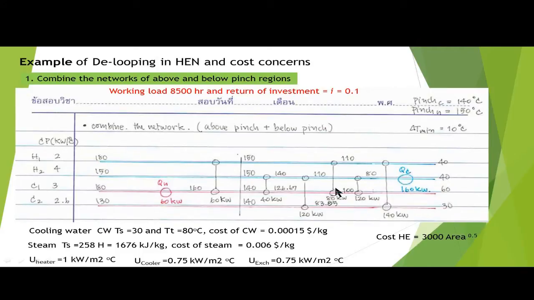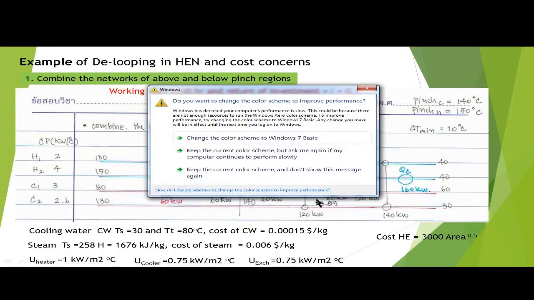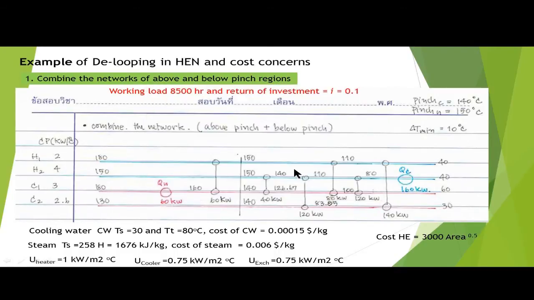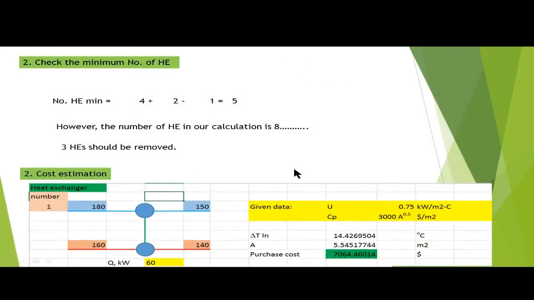Okay, after that, what we do next is to calculate or estimate the minimum number of heat exchangers. In this case, the heat exchangers under our rough estimate are that we have 6 heat exchangers and 2 utilities. Now let's see what would be the minimum number of heat exchangers that should be provided for this system.